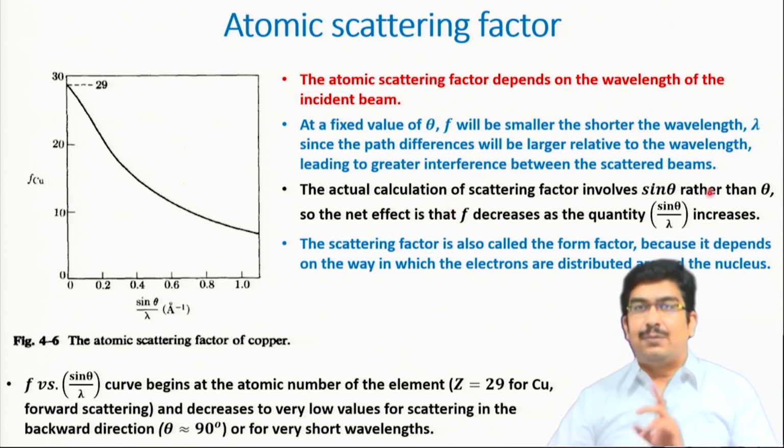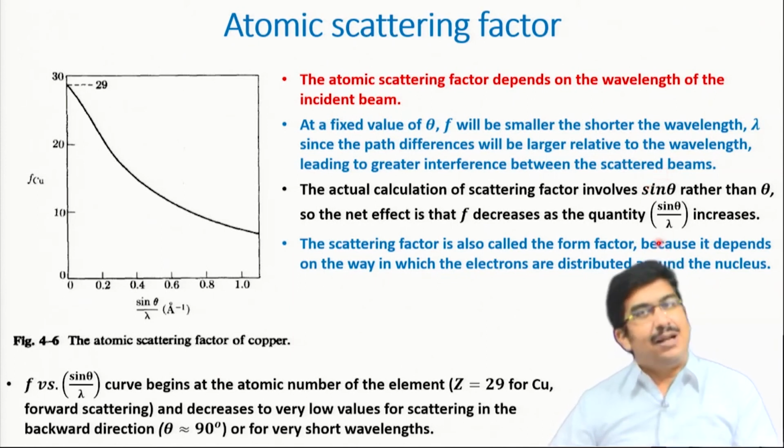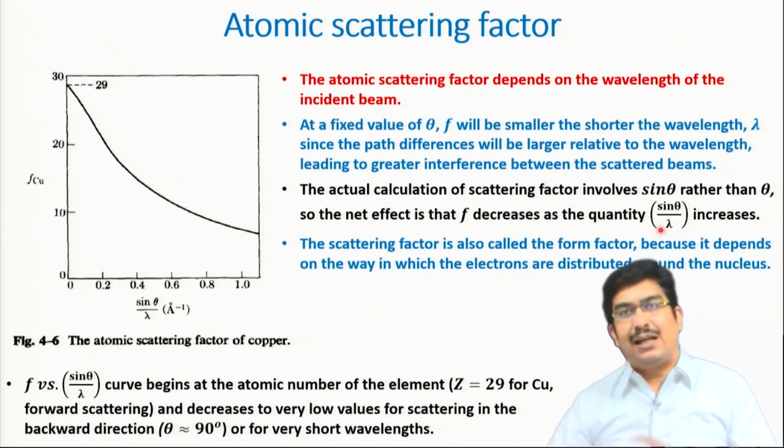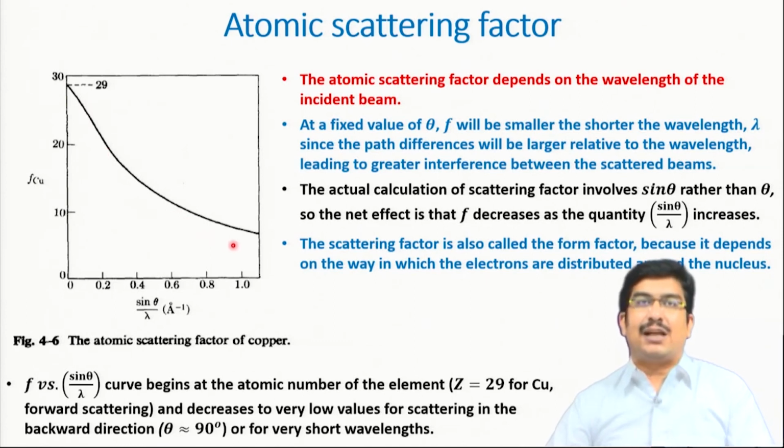And remember one thing, sin theta and lambda cannot be varied independently; they vary together from Bragg's law. If you vary lambda, sin theta will automatically vary, and if you vary sin theta, lambda will automatically vary. So this entire term sin theta by lambda is considered as one single entity, and what we plot here is the variation in atomic scattering factor with respect to the term sin theta by lambda, which is expressed normally in angstrom inverse, a distance inverse unit.